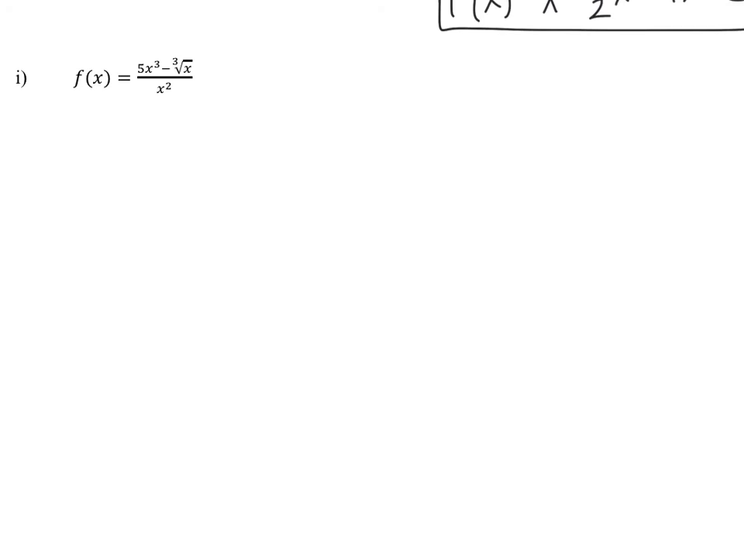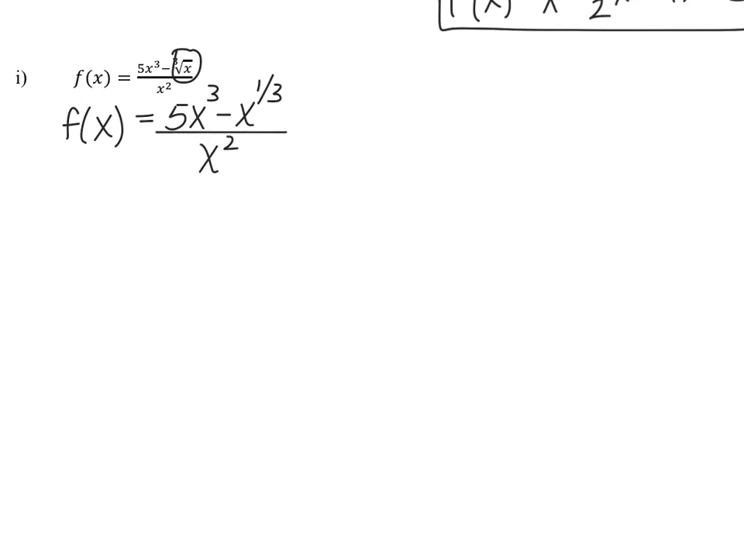But again, like the previous example where we did some algebra first, we're going to use the same technique here. We need to do some simplification first. And I'm going to start with the radical, just like I've done in the previous examples. Let's rewrite the cube root of x so that it doesn't have a radical. So that would be 5x cubed minus x to the 1/3 power, all divided by x squared.